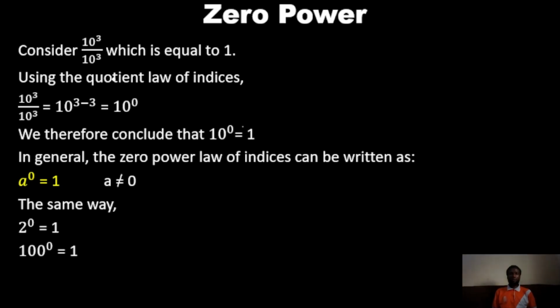Let's consider 10 raised power of 3 over 10 raised power of 3. If you look at this expression, you can easily divide 10 raised power of 3 by 10 raised power of 3, which is obviously equal to 1.